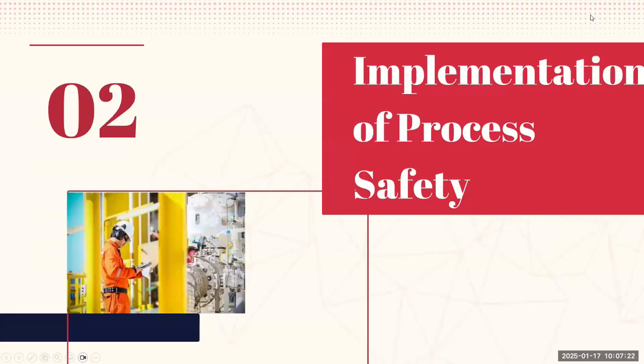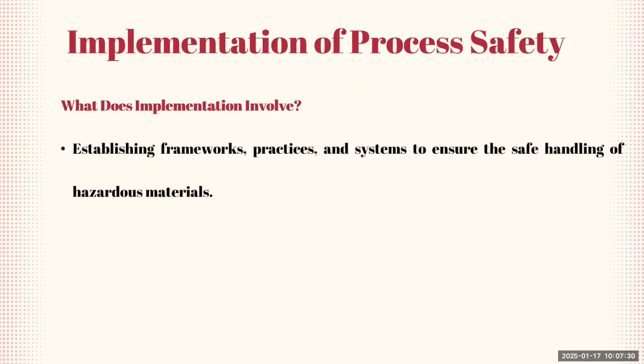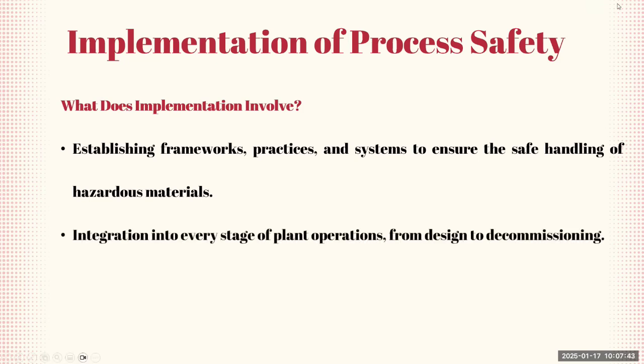So let's now dive more into the implementation of process safety. So what does implementation involve? Well, first, it involves establishing frameworks, practices, and systems that are specifically designed to handle hazardous materials safely. So this includes defining clear protocols and ensuring the availability of safety systems. Second, process safety must be integrated into every stage of plant operations. This includes the design phase, daily operations, and even decommissioning. This integration ensures that safety isn't just an afterthought, but a fundamental part of a plant's life cycle.